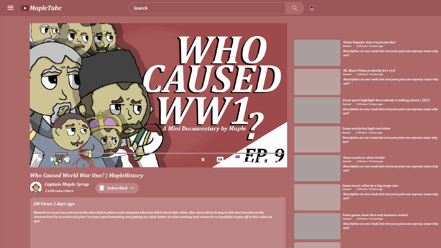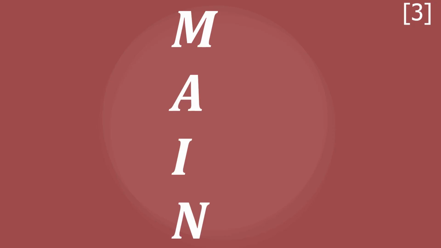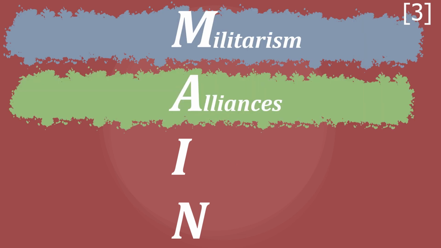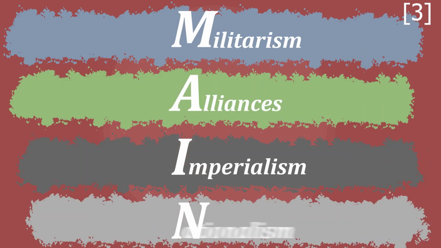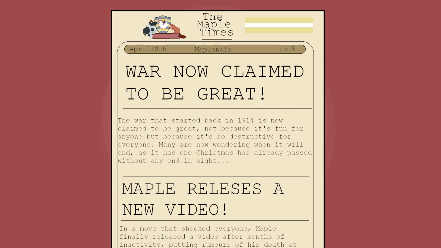For this video, I'll be discussing and providing some background to these ideas with the help of the acronym MAIN: militarism, alliances, imperialism, and finally nationalism. Each contributed to the meat grinder that was World War I, a war so great it was famously dubbed the war to end all wars.